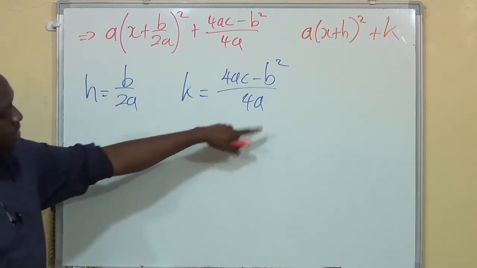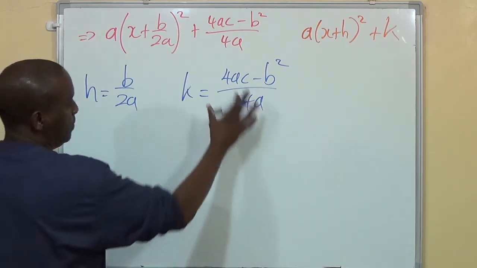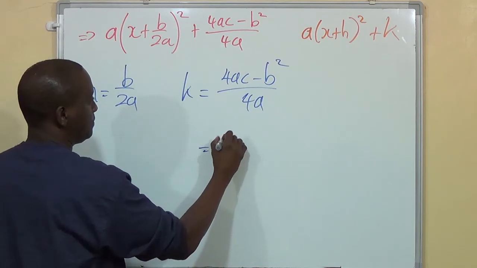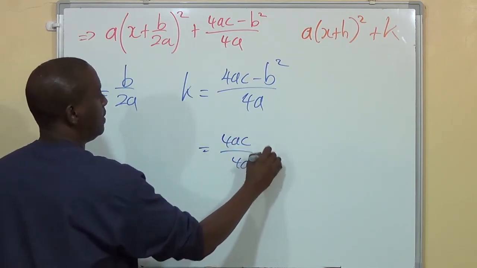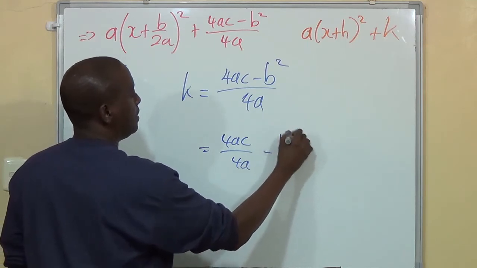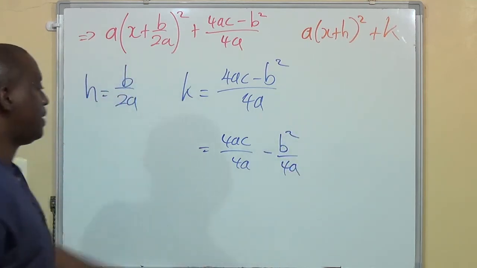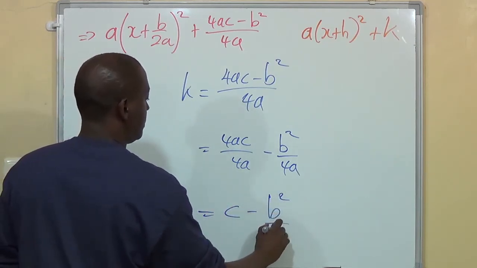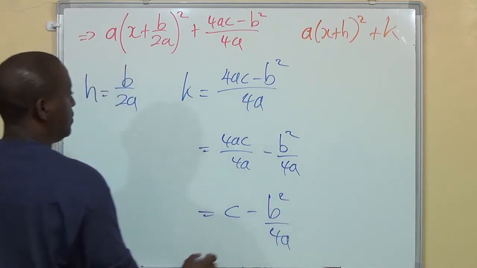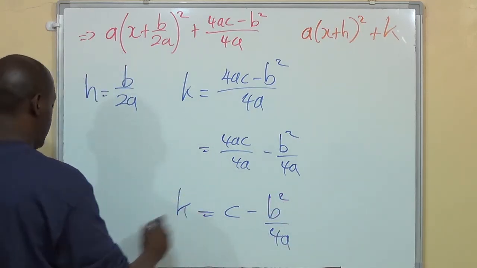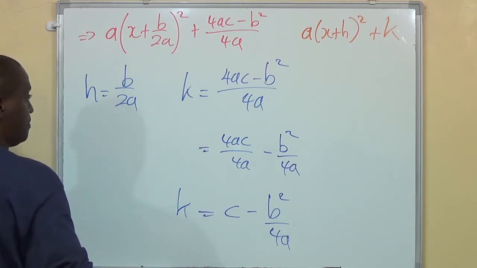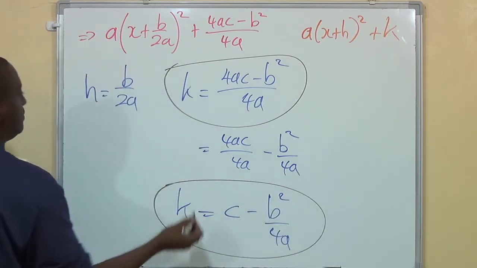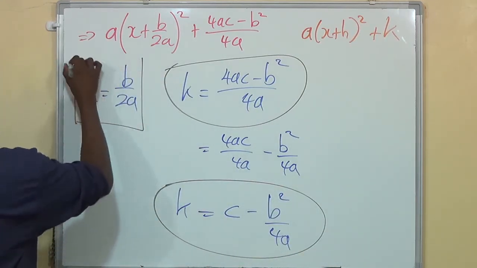This is also expressed in the form where, now if we divide, I'll just go to the arithmetic here. This is the same thing as 4ac over 4a minus b squared over 4a. So if we cancel out here, what you'll end up with will be c minus b squared over 4a. So k is expressed in this form. K could be expressed in this form, or it could be expressed in this form. Of course, there are other forms too, but those are the two main forms that people use.